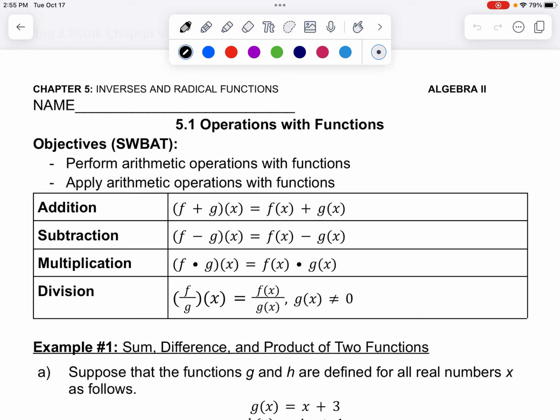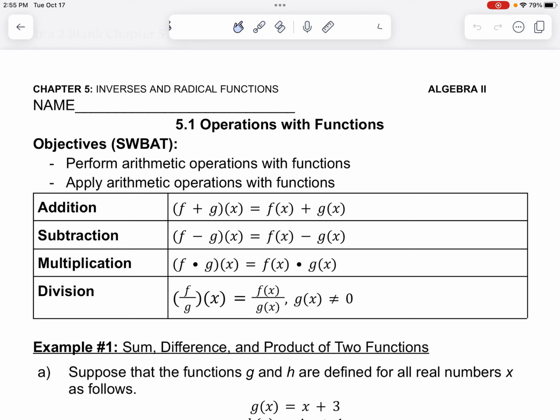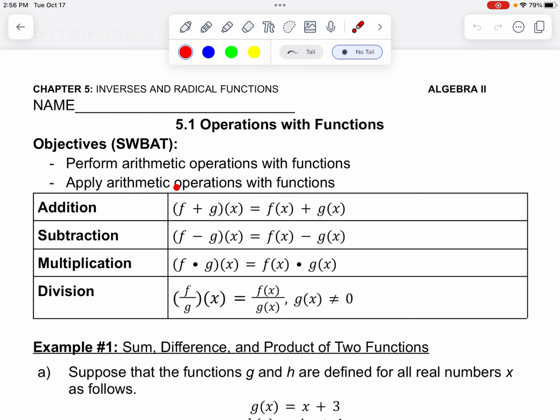Okay, lesson 5-1. So starting chapter 5 today, we're going to be talking about operations with functions. The main things we're going to look at is that students should be able to perform arithmetic operations with functions, and then you should be able to apply those arithmetic operations with functions. So we're going to have at least two functions, and we're going to be adding, subtracting, multiplying, or dividing them.